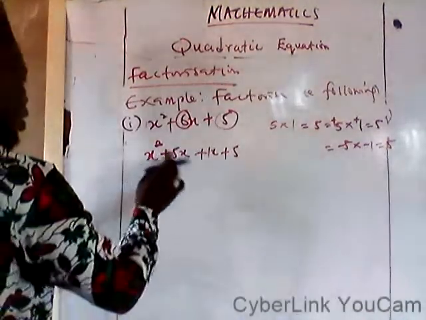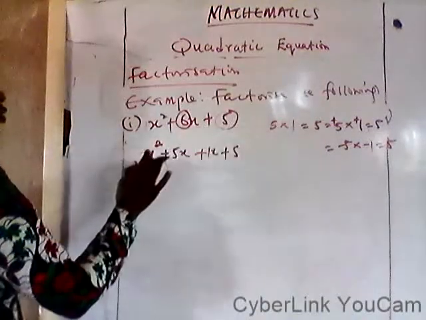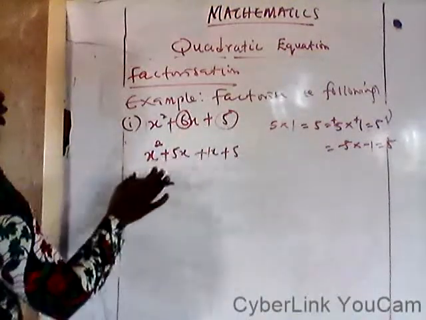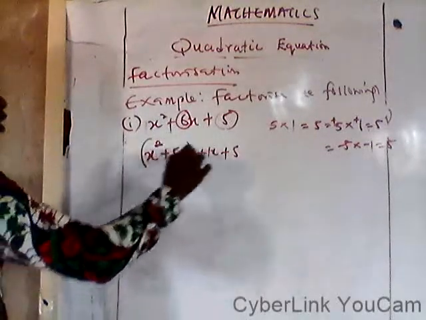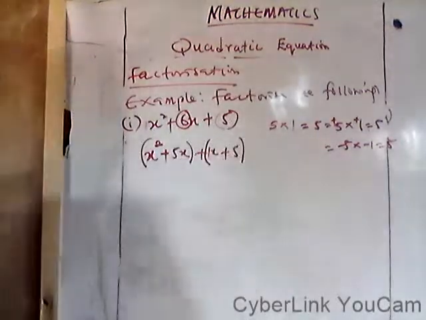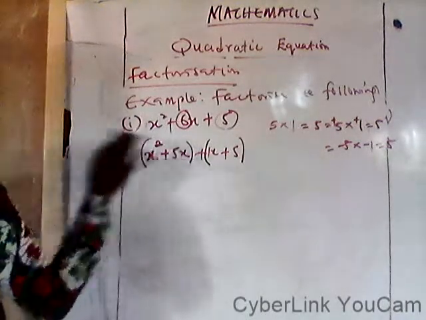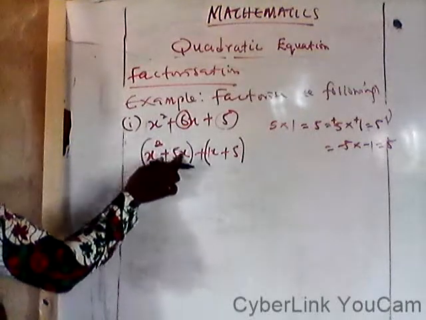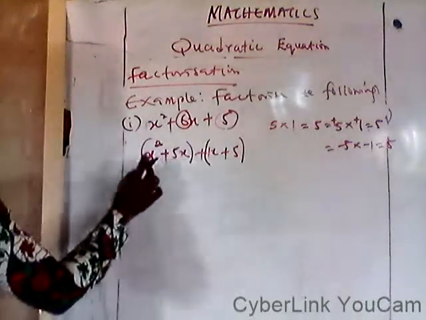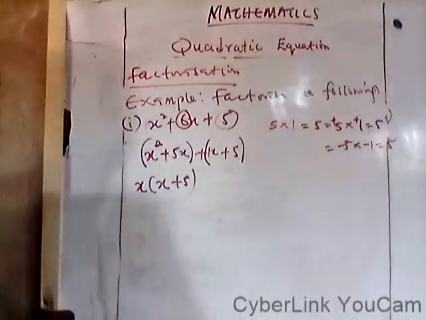Before, you had 3 items, 1, 2, 3. Now you have 4 items, 1, 2, 3, 4. You can group them in 2. Can you see now? In 2. So what is common to this one? x is common. This one has x in two places. This one has only one x. So taking one x out, you are going to have x plus 5. Can you see?